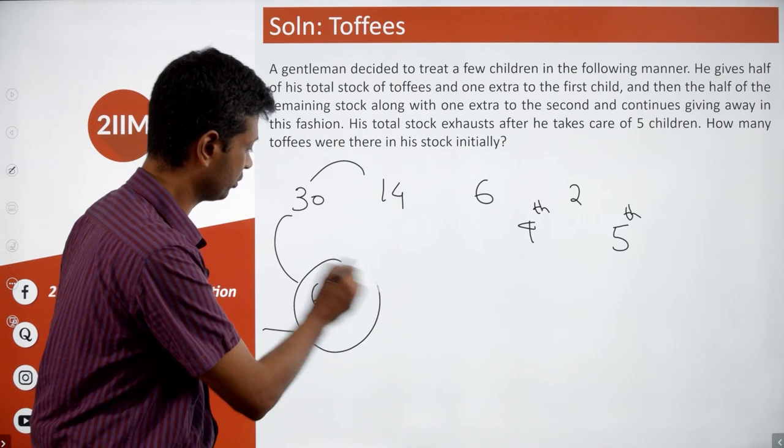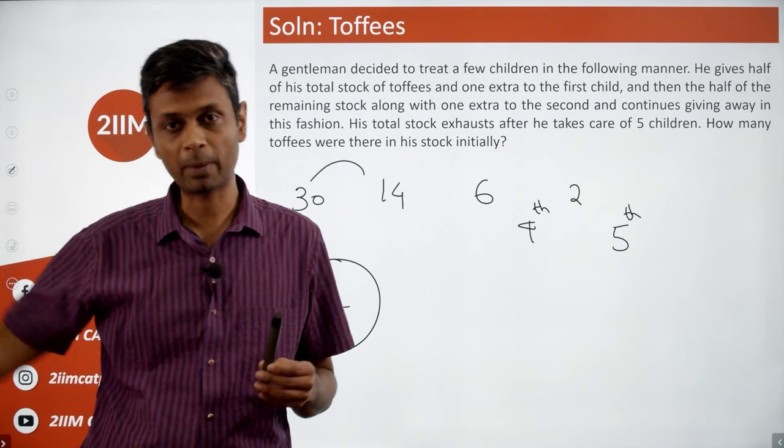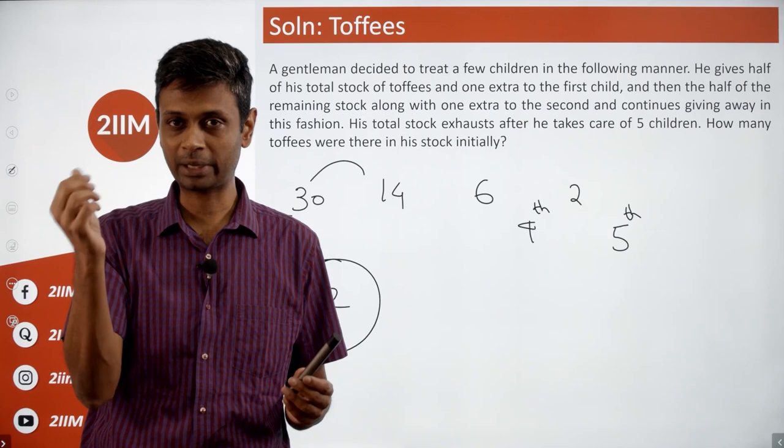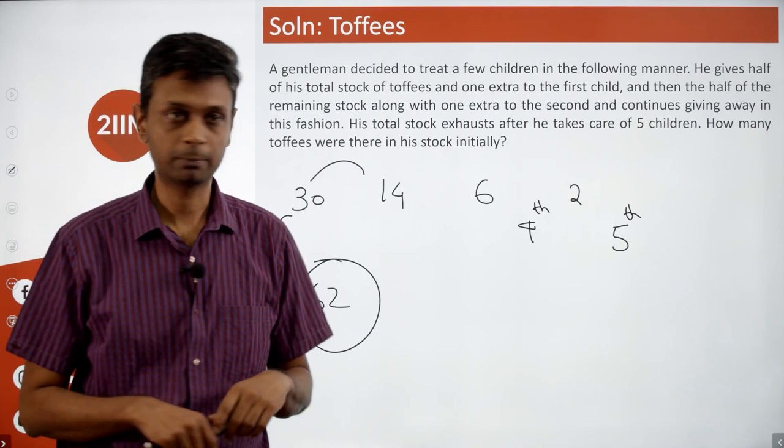And so these kinds of questions become very simple if you start from the last step backwards. He finally runs out of toffees after he has given to the fifth kid. So think about how much he had when he's going to the fifth kid, and then just work backwards. Once you know the mechanics, it is plus 1 into 2, plus 1 into 2, plus 1 into 2, and do any math after that. Lovely.